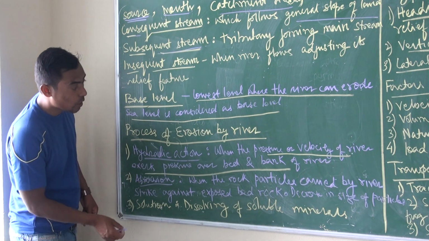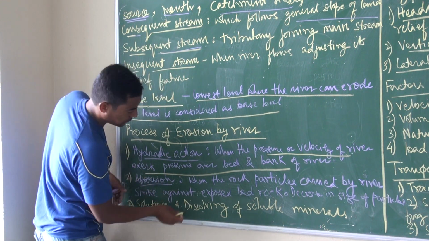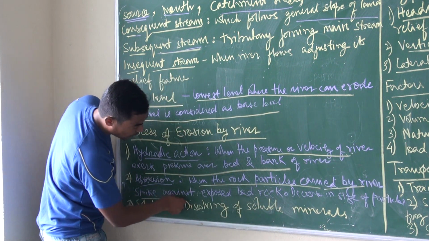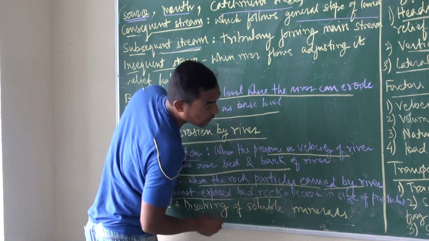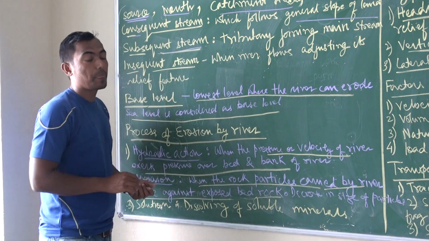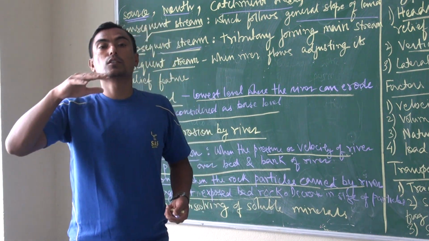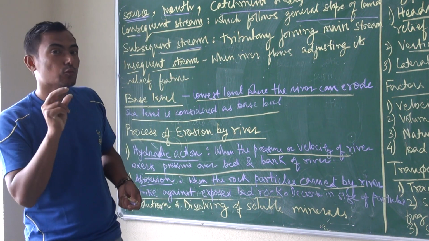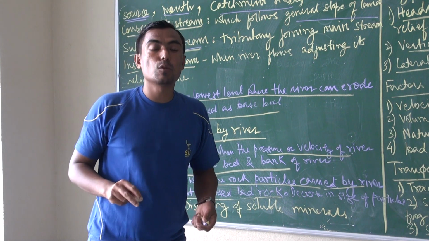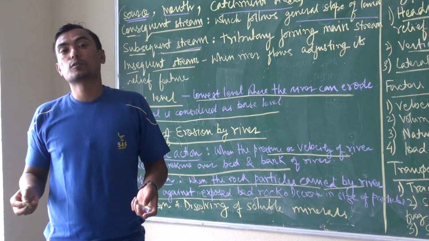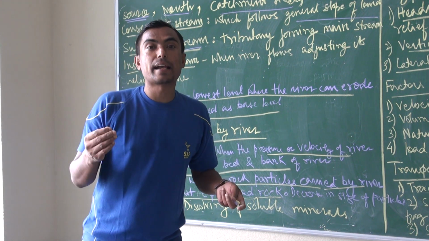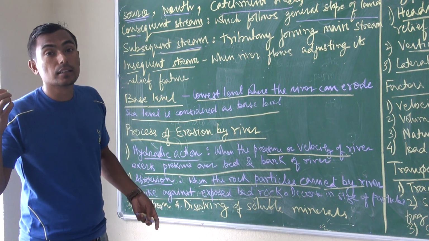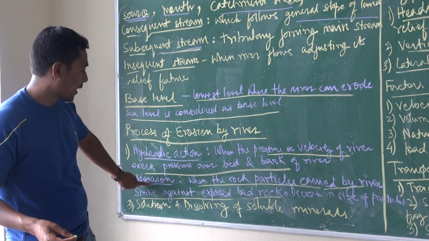Next, abrasion. When the rock particles brought by the river strike against the exposed bedrocks, now what happens? Whenever the water flows, it carries plenty of smaller stones. And when these smaller stones strike the exposed bedrocks or the exposed bank of the river, those banks get further eroded, and that erosion by the sediments brought down by the river is called abrasion.